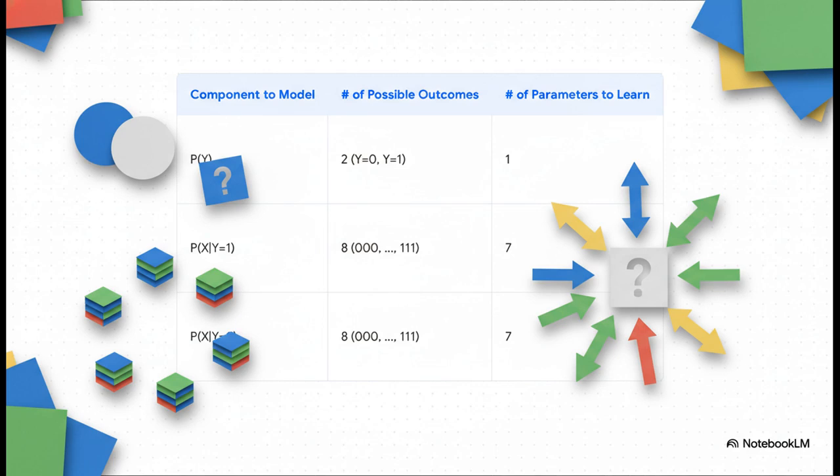Okay, let's break it down piece by piece. First up, P(Y), the probability of the class. Well, there are 2 classes, so we only need to learn one probability, right? Because the other is just 1 minus that. So that's one parameter. Easy. But now for P(X|Y), things get hairy. With 3 binary features, you have 2 times 2 times 2. That's 8 possible combinations of features. And we need to learn the probabilities for all of them for each class. So for each class, we have to learn 7 parameters.